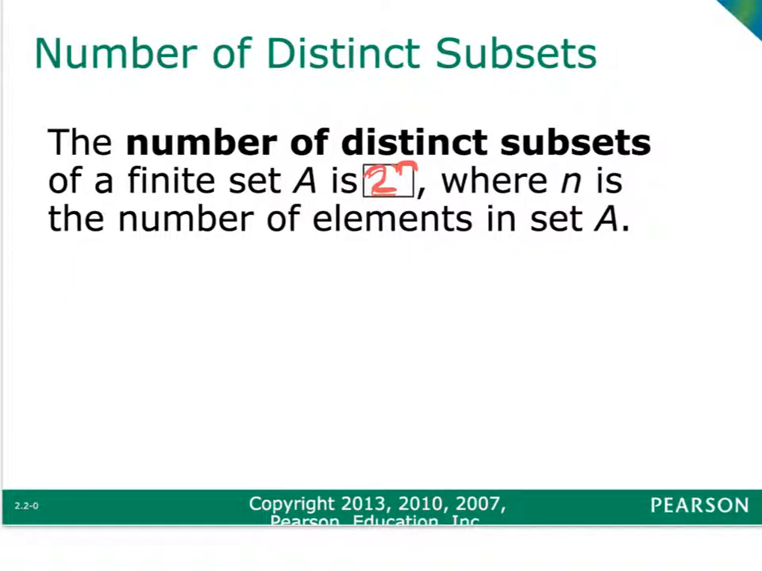One thing they will ask you to do in the homework is they'll ask you to find the number of distinct subsets. So distinct just means that each subset is different. The way you can find the number of distinct subsets is you take 2 and you raise it to the n power. N represents the number of elements that are in your set, or the cardinal number.